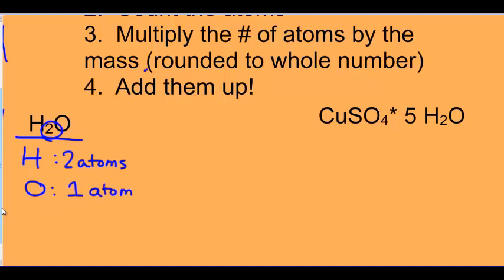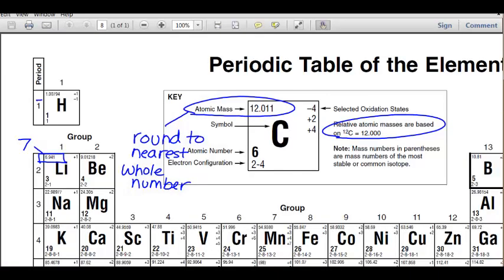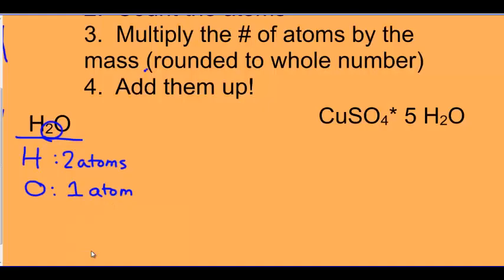And then we go to the periodic table and we look up the mass of each element, and we're going to round that to the nearest whole number. So here's hydrogen's mass. We're going to round that to the nearest whole number. It's 1. And if you wondered 1 what, it's called an atomic mass unit. Okay? That's its rounded mass off the table. You don't have to write AMU. I'm just writing it for your information.